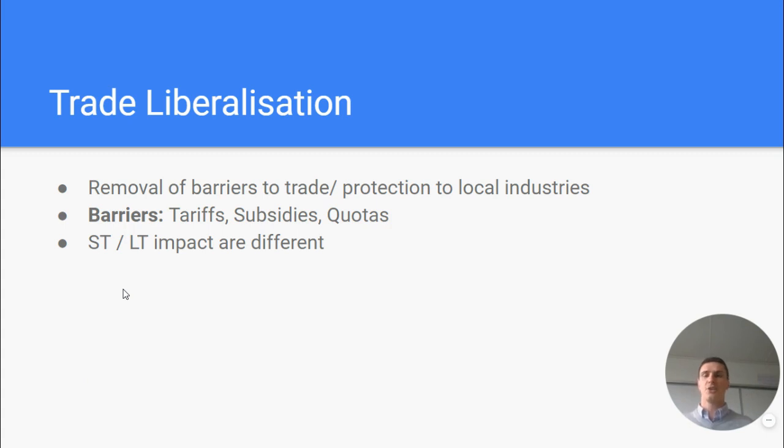Finally, trade liberalisation. Remember, it's about removing barriers to trade, opening up our local businesses to competition, so removing tariffs and subsidies, etc. Now, it's really important to remember there are different impacts here. If you get asked about trade liberalisation, you should think about the short term and the long term, write about both, and know that they're different. So let's have a look.